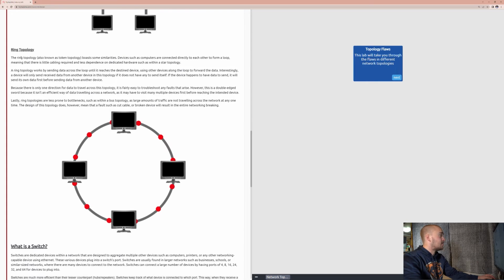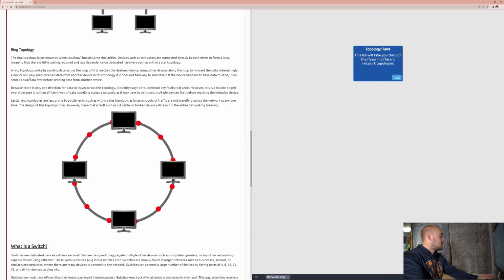And we have the ring topology. The ring topology, also known as a token topology, boasts some similarities. Devices such as computers are connected directly to each other to form a loop, meaning that there is little cabling required and less dependence on dedicated hardware, such as within a star topology. A ring topology works by sending data across the loop until it reaches the destined device, using other devices along the loop to forward the data.